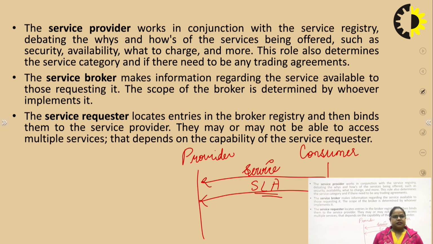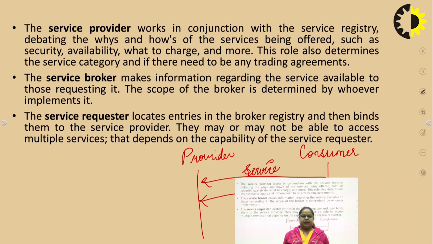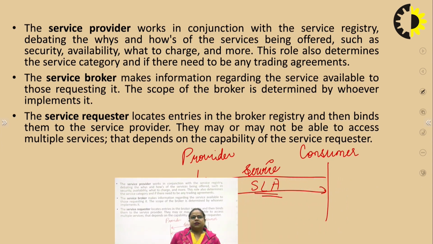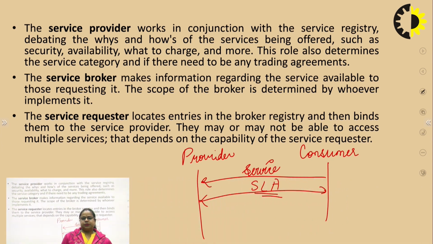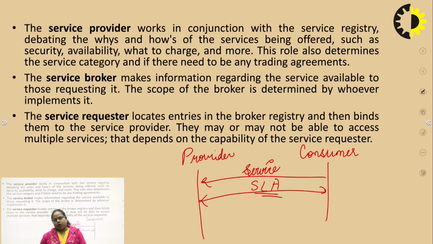The second is the service broker. When I'm talking about the service broker, it makes the information regarding the services available to all those who are requesting it, right? Basically, the scope of the broker is to determine whoever is implementing on it. If the consumer requires something, there is a middle layer that works in that case. This is called the service broker, which always keeps the information of all the services, whether they are presently available or not. And whenever the requester requests a particular service, it tries to fulfill it and so on.